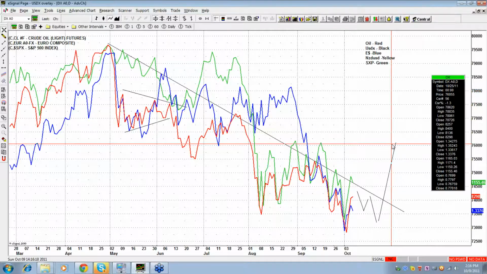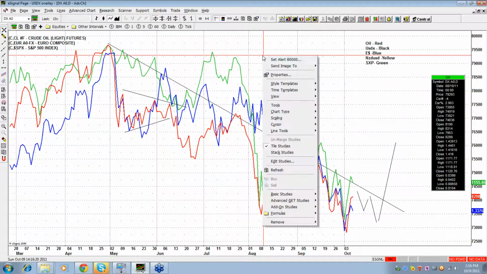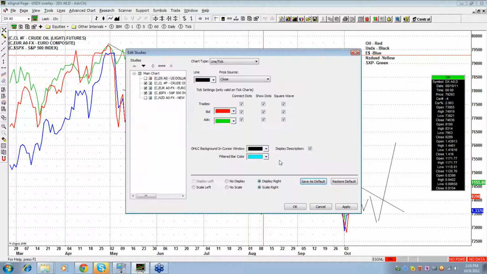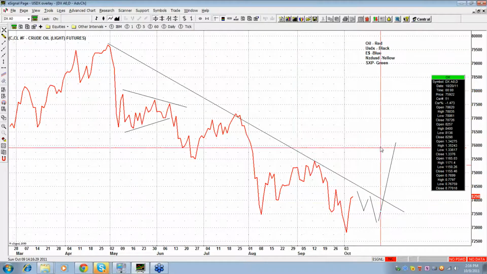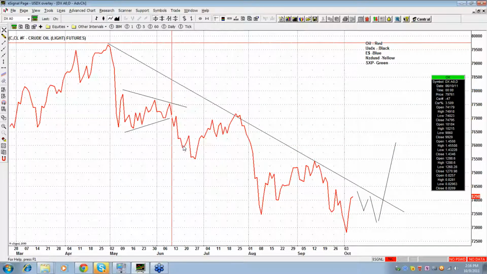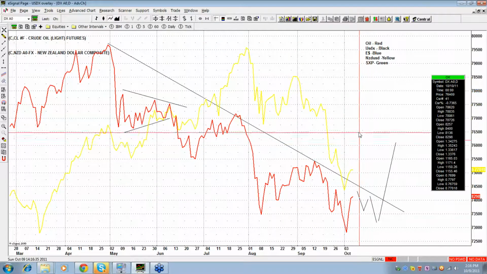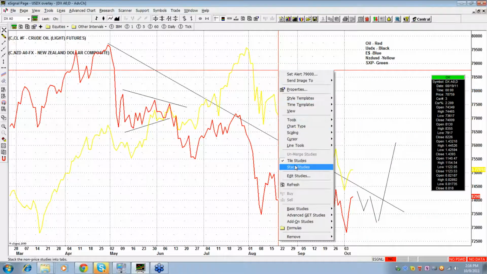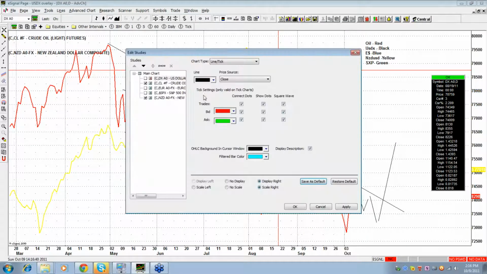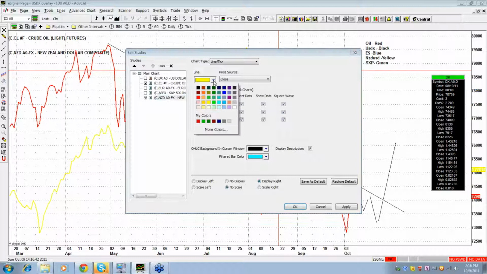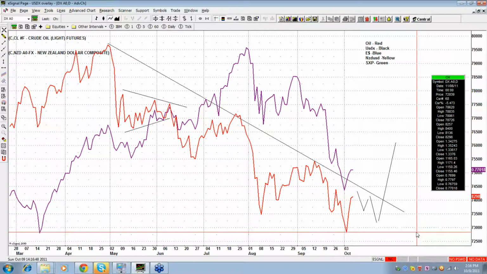Now, you've got oil, you've got this, right? Let me take some of them and let's take the S&P, let's take the euro, let's leave the oil trade. And now let's include the New Zealand dollar. Let me change the color of the New Zealand for one second. You guys cannot see it that well. Let's put the bar here. There you go. That's New Zealand.